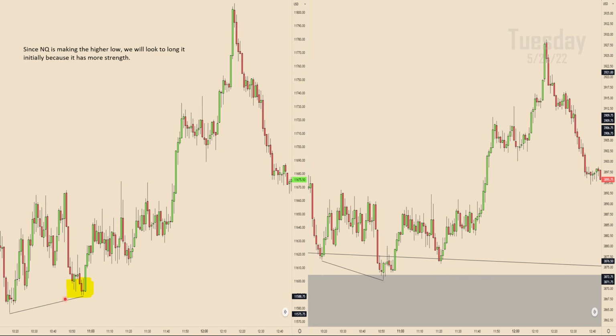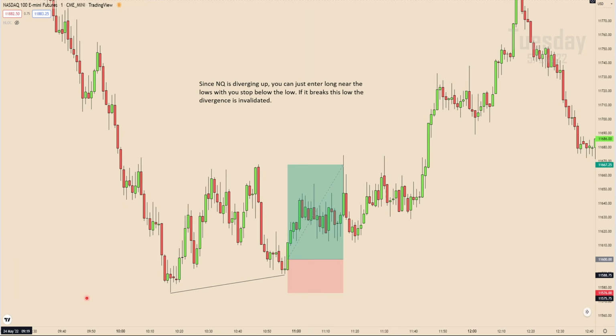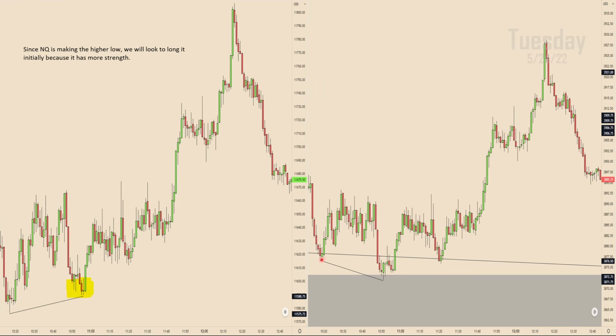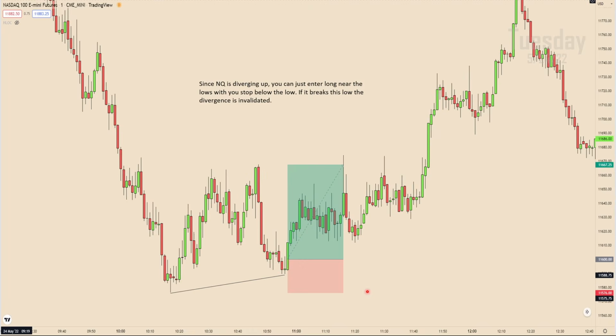For example, we have this divergence between NQ and ES here. Since it is a bullish divergence, you want to take the one that is stronger. Thus, you take NQ, making the higher lows. So what you would do is when you spot it, enter, risk the lows, and then have your target. You risk the lows because if price was to return and take out these lows, it's not a divergence anymore, right? Because that is what ES is doing.